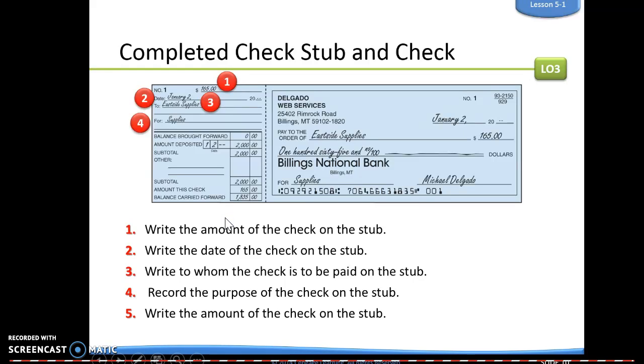After we fill out that top portion, now we're going to fill out the bottom portion. We're going to go down here to the bottom. We had already done this part where we had that deposit. Now it says amount of this check. Well, the amount is written right up here, so we're just going to copy that. So 165. And then this number here, how do we figure that out? We need to take the subtotal minus the amount of the check, because we're writing that check out. We're withdrawing that from the account. So now our balance in our checking account is $1,835.